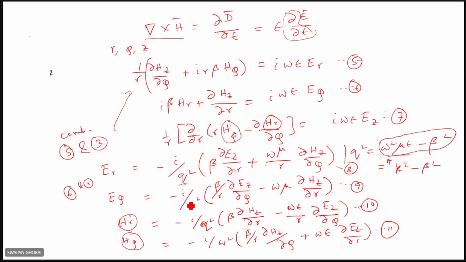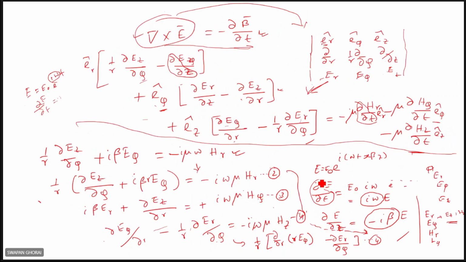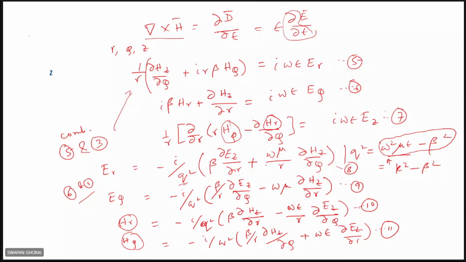Similarly, E phi you also get as i by q squared, beta by r, by combining 6 and H r, so equation 2 will be there. You can see equation 2 for Hr will be there. You'll get E phi.